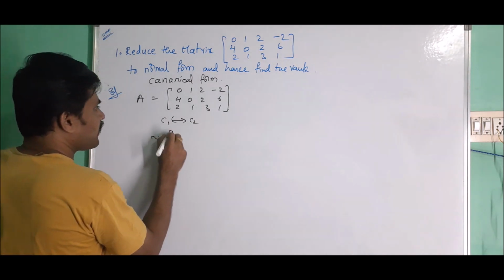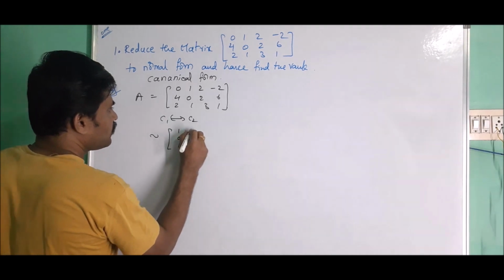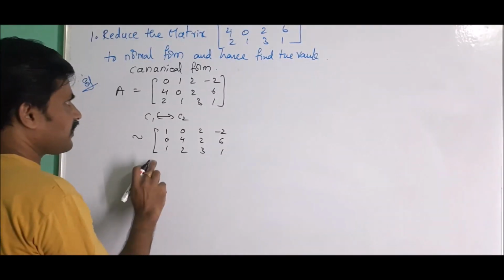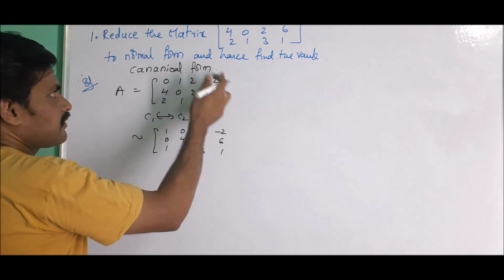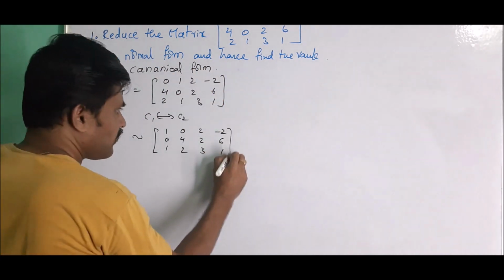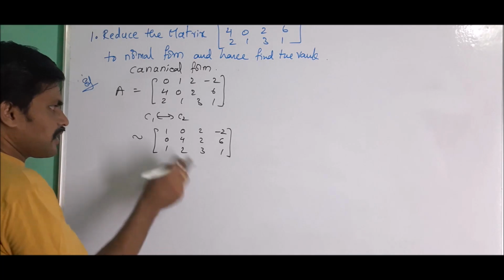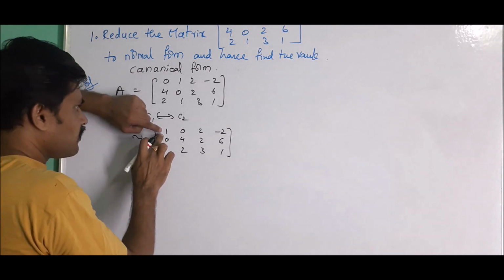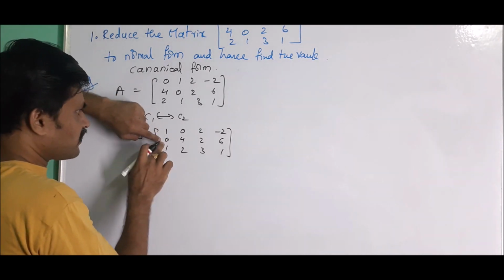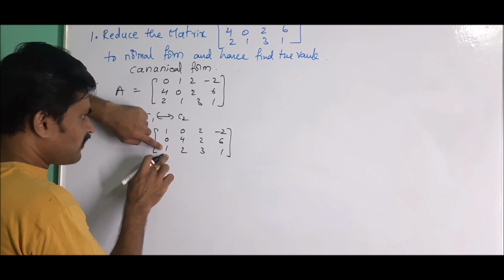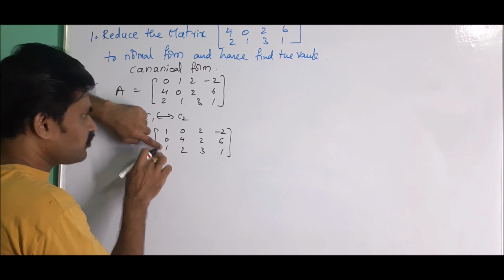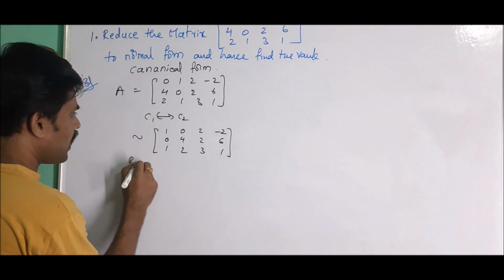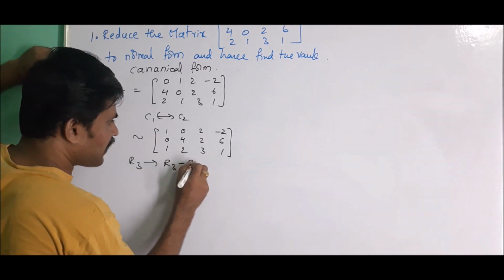Now the resultant matrix is [1 0 2 -2; 0 4 2 6; 1 2 3 1]. Here only columns 1 and 2 are interchanged; the third and fourth columns remain the same. So this is an elementary matrix. We observe that the first row, first element is 1, and the second row, first element is already 0. The next one, 1, will be reduced to 0 using the operation R3 changes to R3 minus R1.